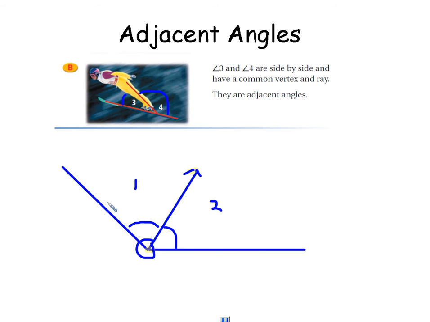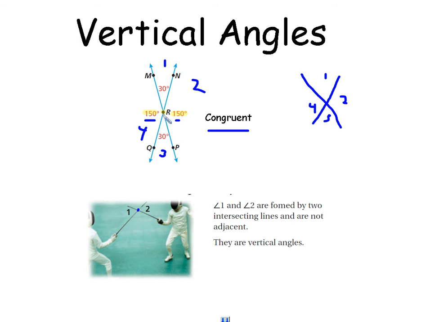So here's angle 1 and here's angle 2. They're adjacent. Adjacent also means right next to each other. Here the skier makes a couple of angles. Here's angle 3, here's angle 4. They share a line or ray. They also share a vertex, where vertical angles do not share any ray or line. They only share a vertex. They make an X.